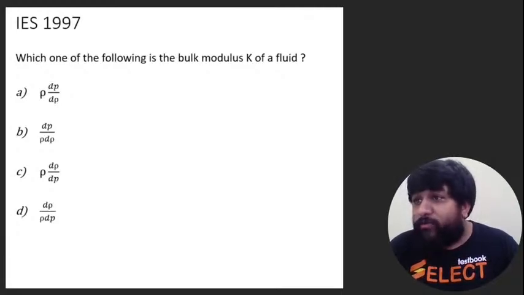Similarly, there was a question where, corresponding to a change in pressure, there was a change in density.